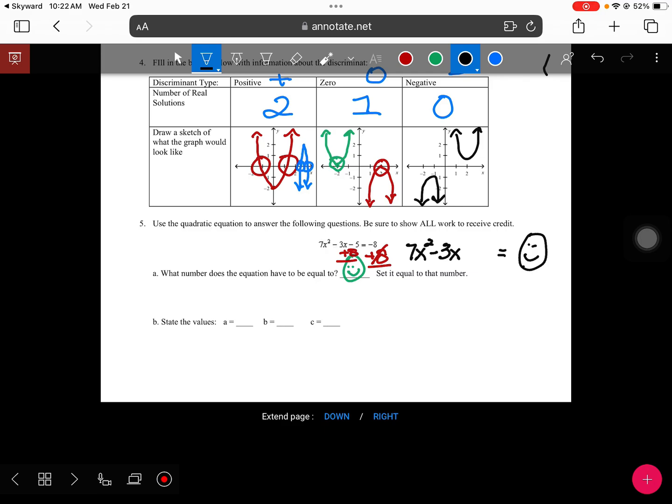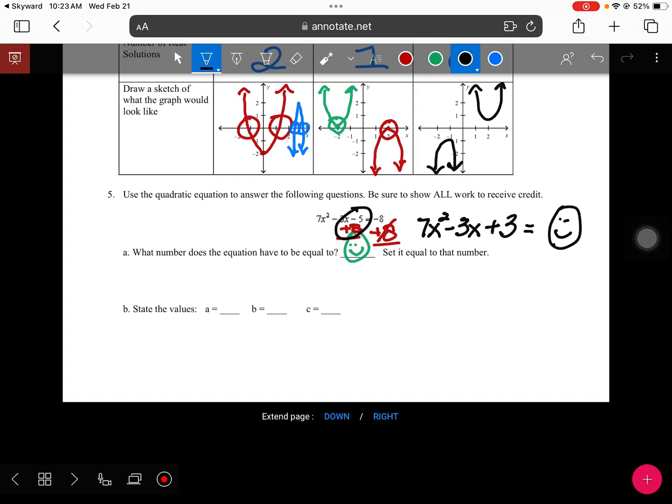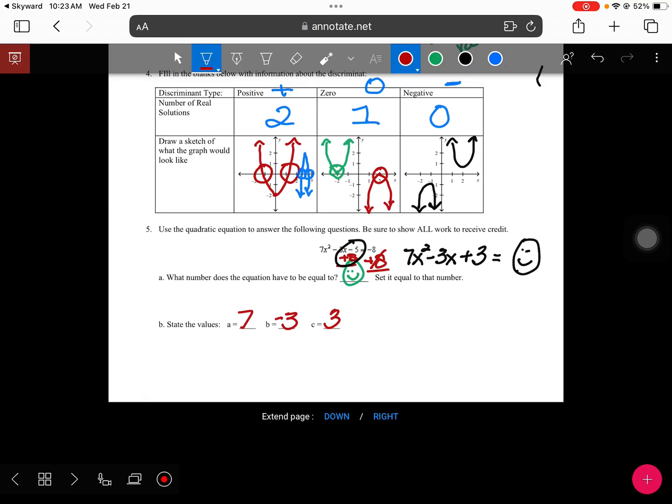Kind of. What about minus 5 plus 8? Can I combine those? What is minus 5 plus 8? Plus 3, right? So if you have some like terms of your constants, go ahead and combine them. Does that make sense? Because you can add 8 and negative 5 together. All right? So now I can state my values. What's my A value? 7. My B value is -3, and C is 3. Any questions there?